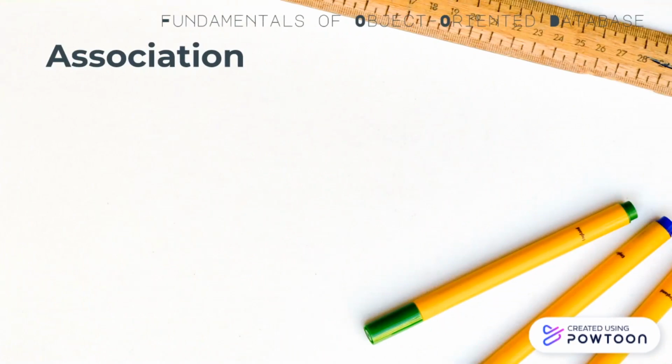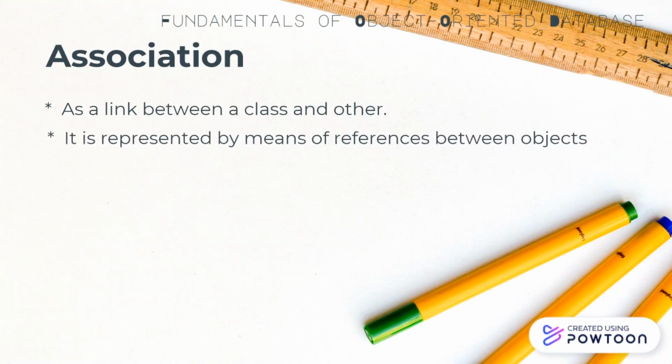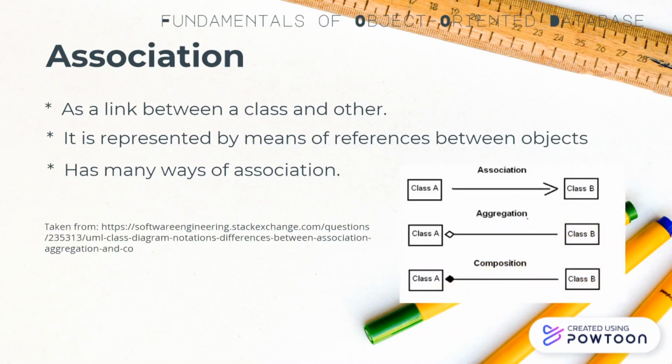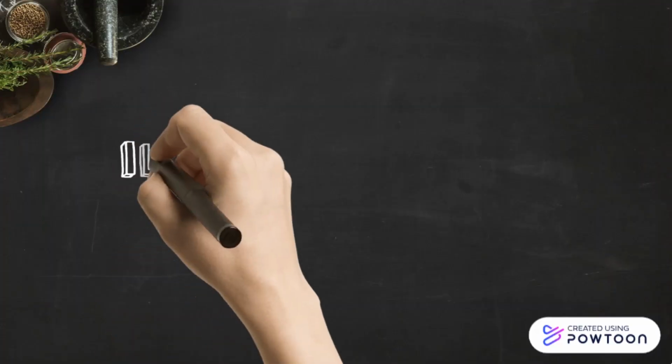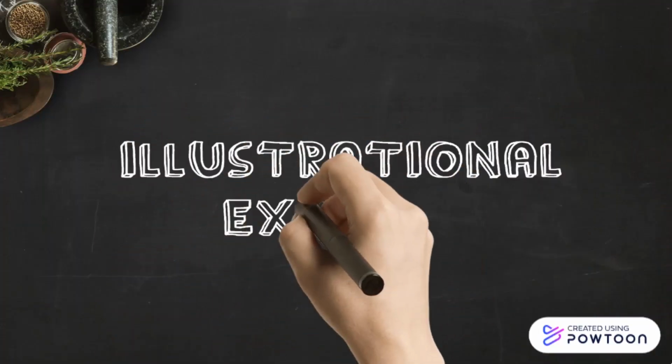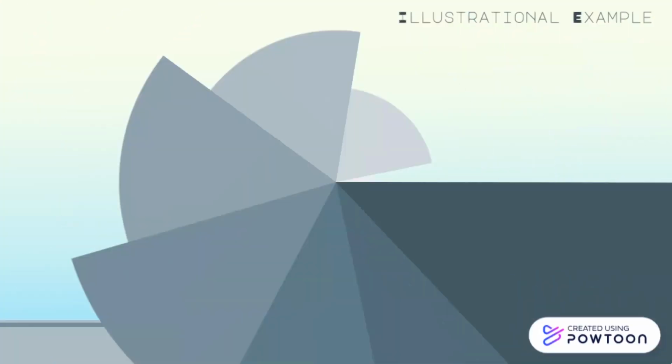Third fundamental is association. Association acts as a link between one class and another. It is represented by means of references between objects. It has many ways of association. The examples are association, aggregation, and coupling. Alright, let's take a look at one illustrational example in this topic.